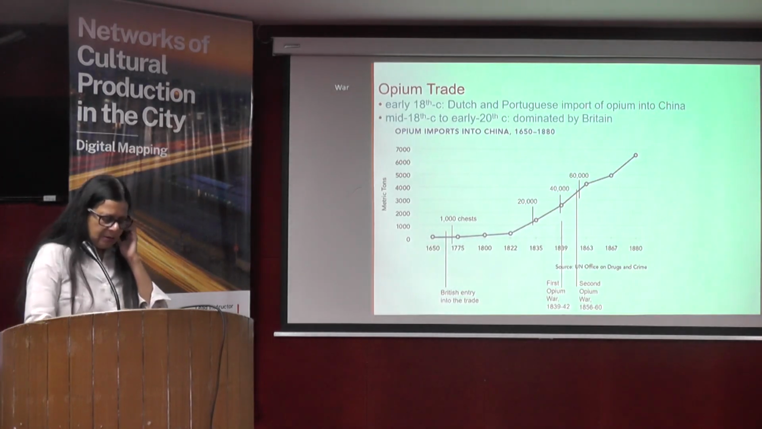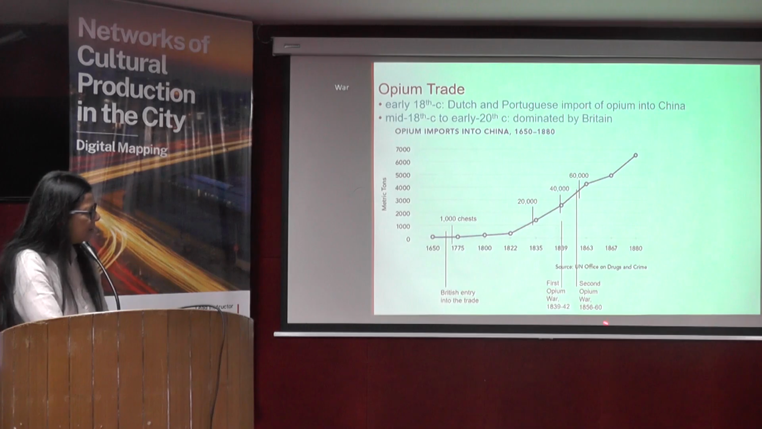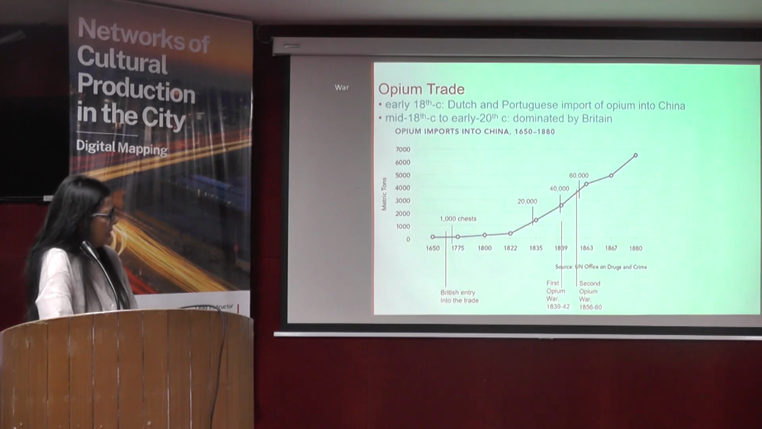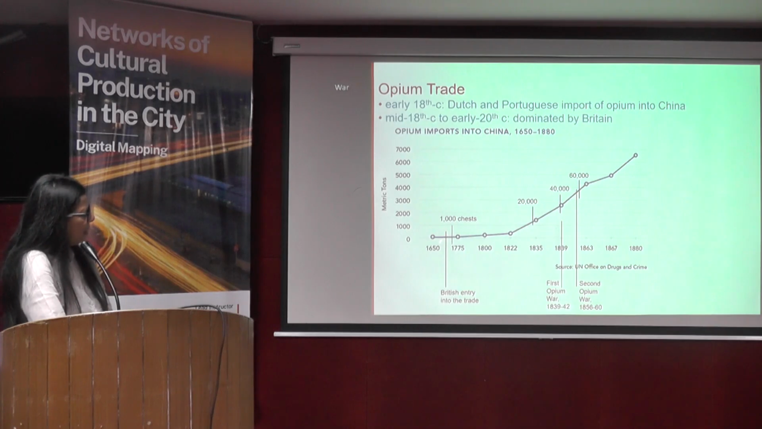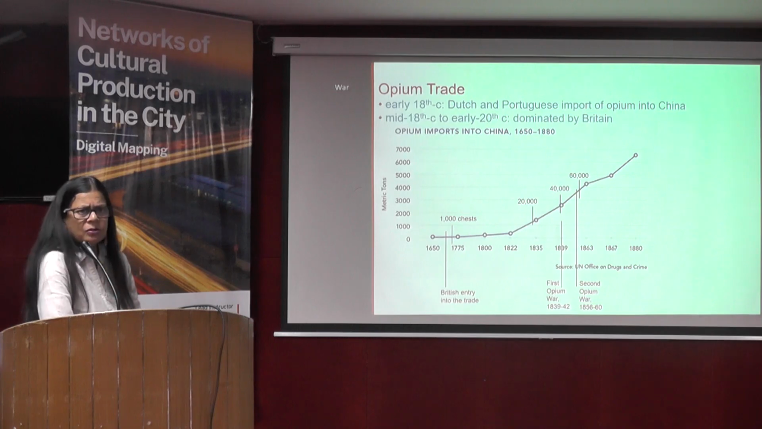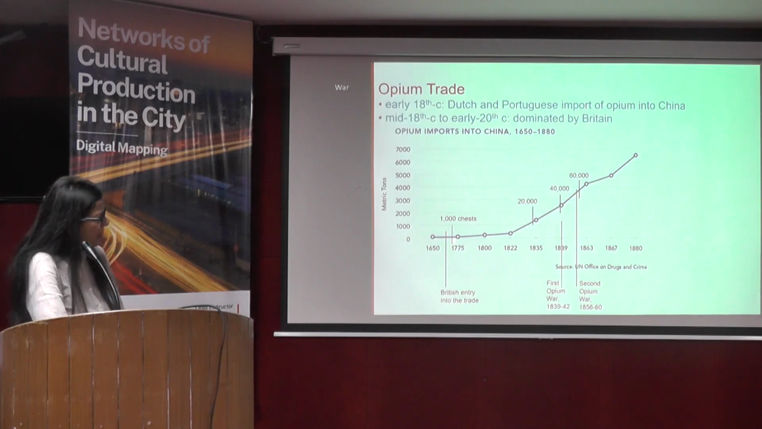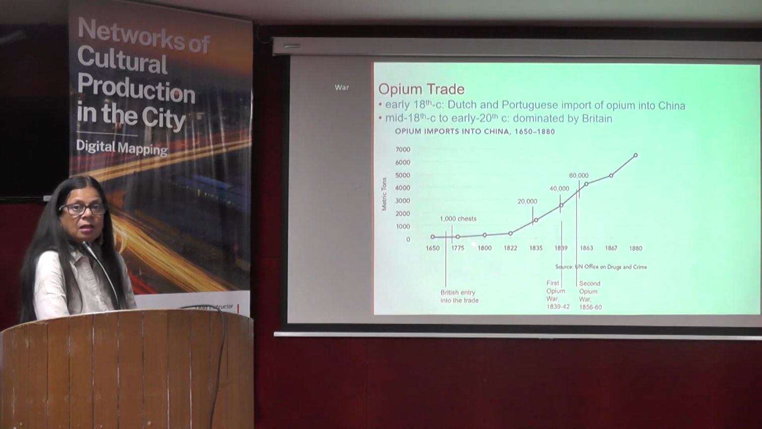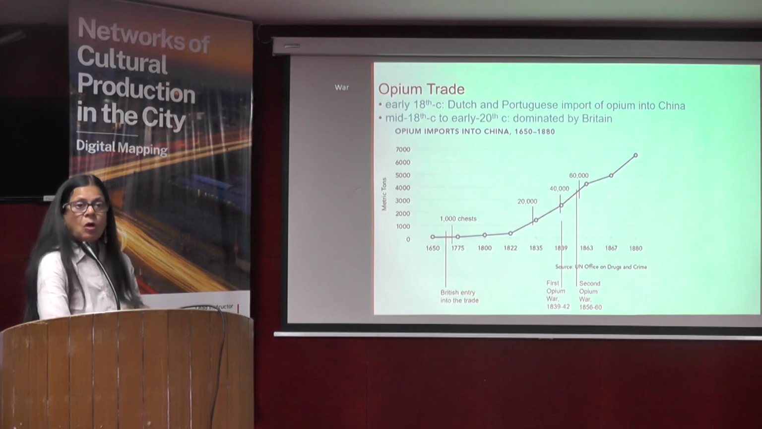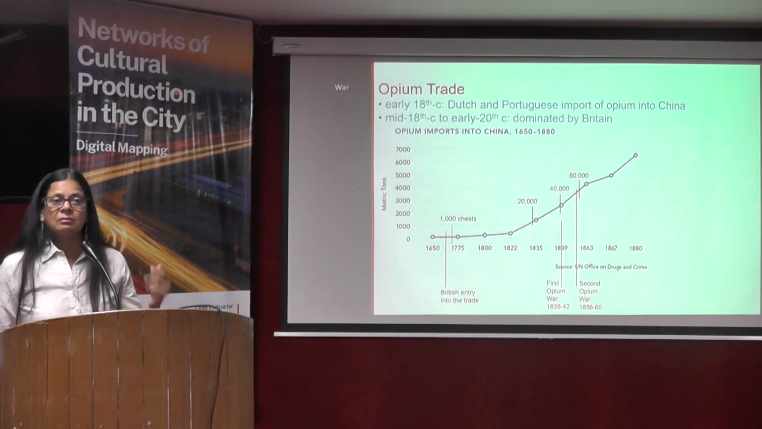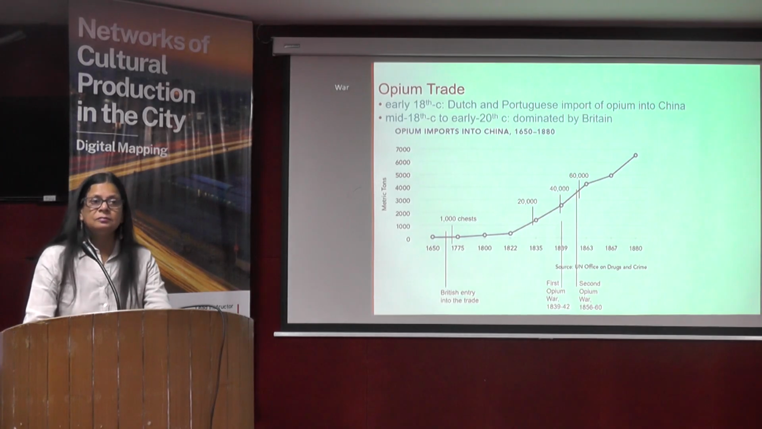If you look at the very helpful graph that the UN Office on Drugs and Crime provides, up to here, Britain was not an important player. It was actually the Portuguese and the Dutch who controlled that trade. But then, from 1775 onwards, it skyrockets. So tell me what's happening here politically. What enabled Britain to just control this trade?